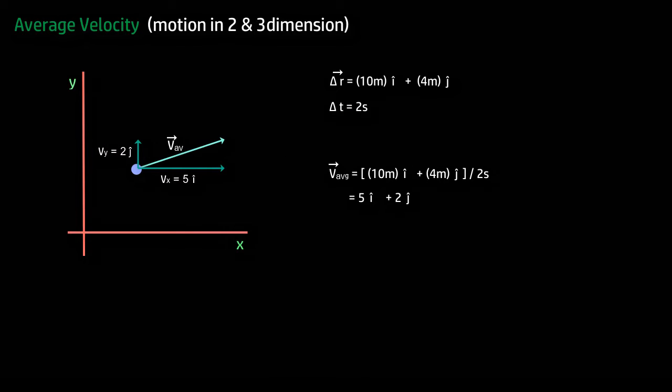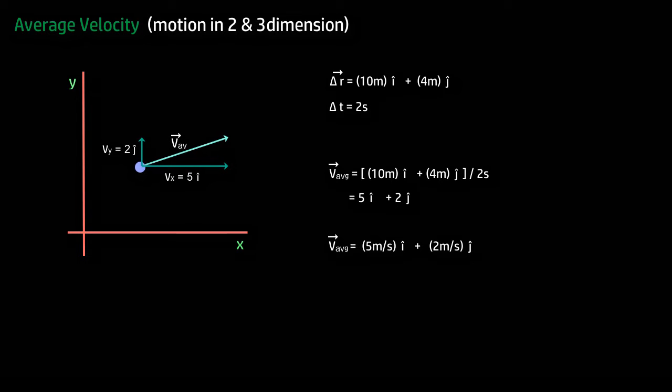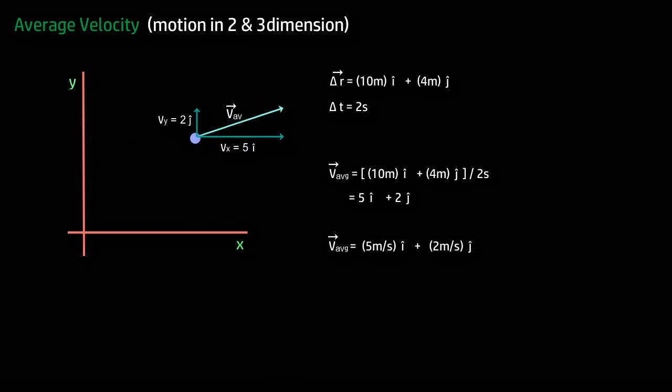Or if you want to be more precise, this can be written as 5 meters per second i plus 2 meters per second j. And this average velocity, a vector quantity, has a component of 5 meters per second along the x-axis and 2 meters per second along the y-axis. So every second, the body is getting displaced 5 meters along the x-axis and 2 meters along the y-axis if it maintains this as the average velocity.